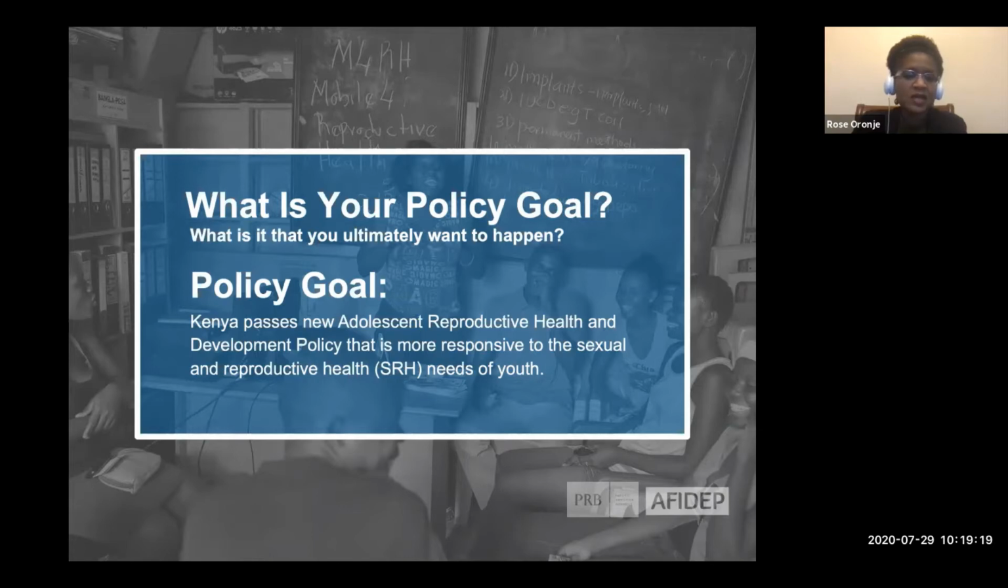We have an example here of a policy goal of a group of NGOs doing work on adolescent reproductive health. Their goal, which I'll read aloud, is: Kenya passes a new adolescent reproductive health and development policy that is more responsive to the sexual and reproductive health needs of youth. These people want a new policy that speaks more to adolescent SRH issues. There was a policy in place that was not specifically addressing all SRH issues as far as adolescents are concerned, so they want to instigate a new policy that is more responsive and holistic.